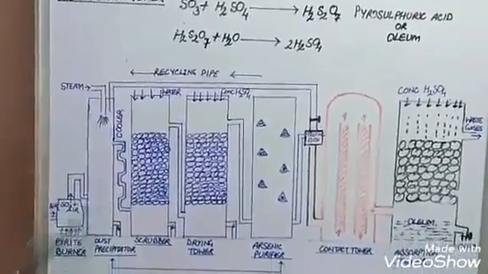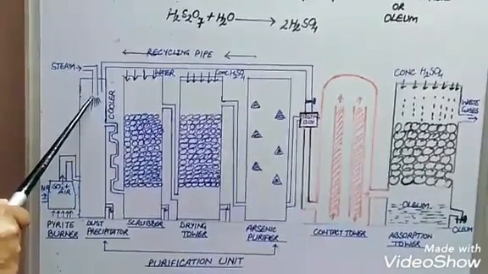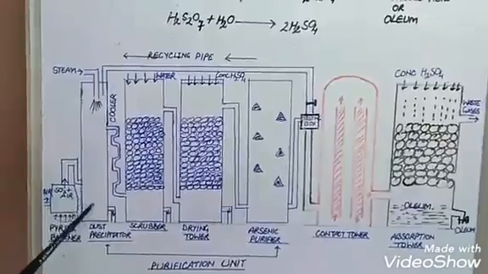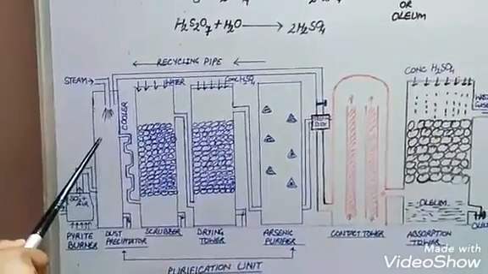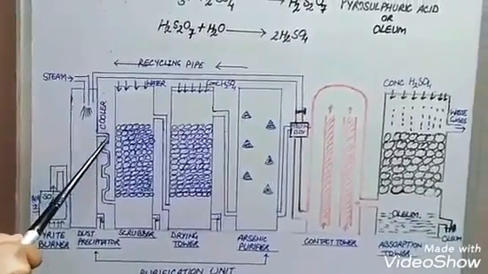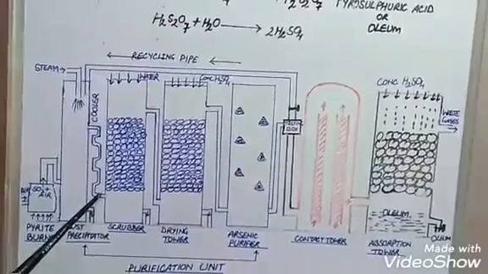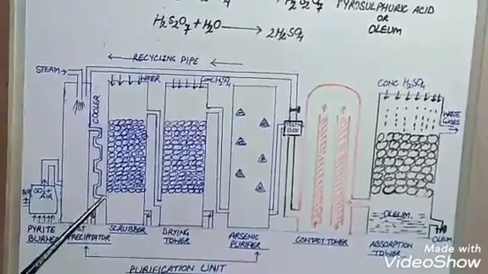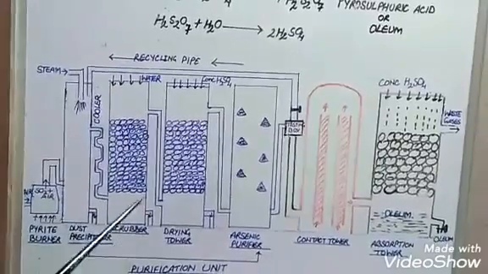In dust precipitator, steam is passed from the top, and the function of steam is to settle down all dust particles which are present there. Then these gases are passed into the pipes which are called cooling pipes. Cooling pipes bring down the temperature. Then it is passed into the next chamber which is called scrubber.